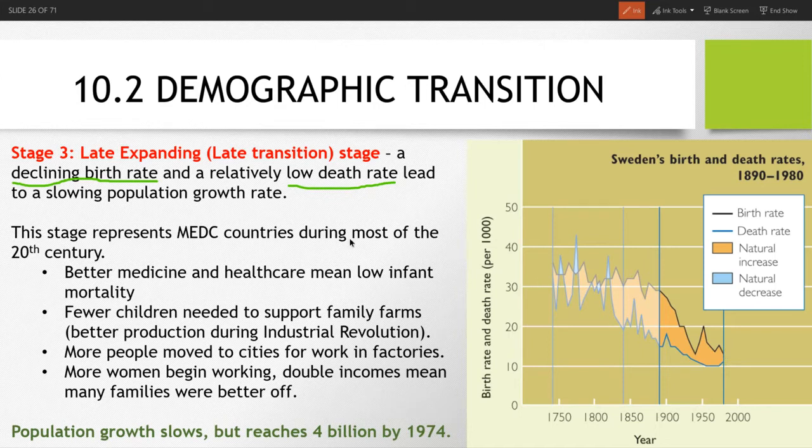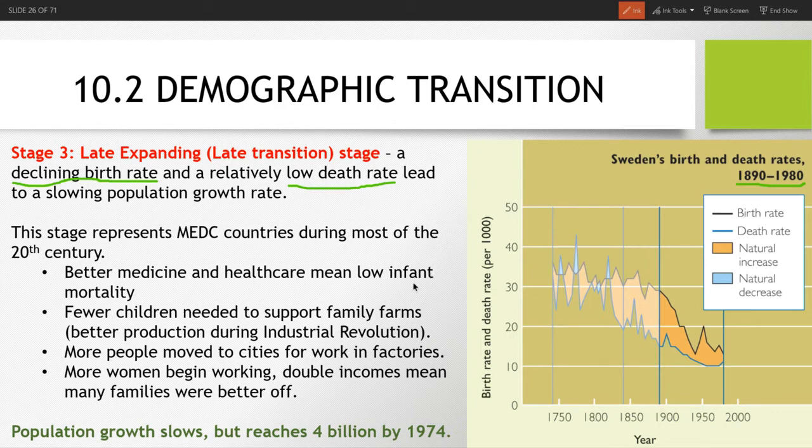So stage 3, late expanding, represents more economically developed countries during most of the 20th century. So this is the time period where we see that industrialized nations, countries that have already been progressing in terms of their economies, but also their technologies and education and scientific discovery and so on, start to see this pattern happening with a subsequent decline in birth rates.